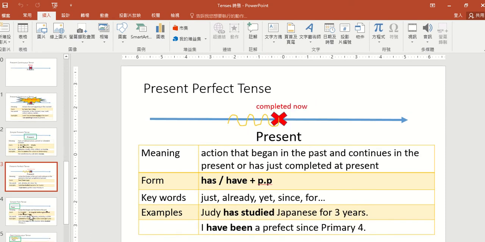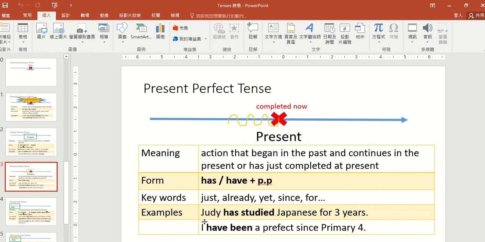And then quickly we move on to present perfect tense. I think you are very familiar with it because you learned it last year. It's something that happened in the past and then continues up to the present moment, or it's just completed. So it's present perfect. Perfect 完成式係嘛？現在完成，即係嚟到而家呢一刻，我完成咗啦，或者嚟到而家呢一刻開始計。做咗幾耐呢？咁樣. So something that started in the past and goes up to the present moment. The form will be has, have plus a past participle, and the keywords will be just, already, yet, since, or for. So these are the examples.